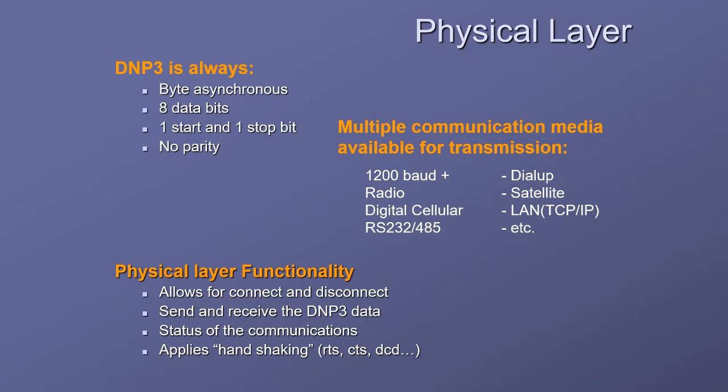The physical layer for DNP3 is always byte asynchronous, 8 data bits, 1 start and 1 stop bit with no parity. There are many communication media available for transmission: RS-232, RS-485, digital cellular, radio, dial-up, satellite, LAN or WAN. Many mediums can be used for DNP3.